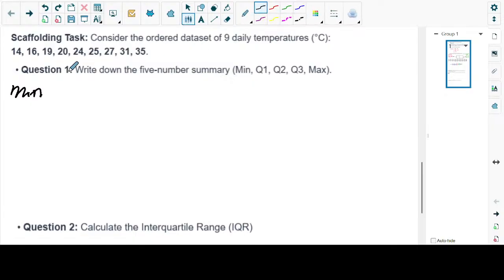Then we go to our max. Our max is the largest number in the data, the last one, which is 35. 1 mark for this, guys. We've already got you 1 mark. So then the second thing now, we should find the quartiles.